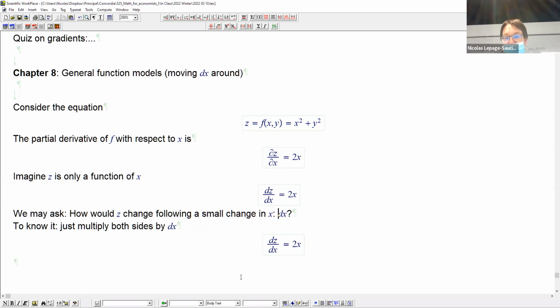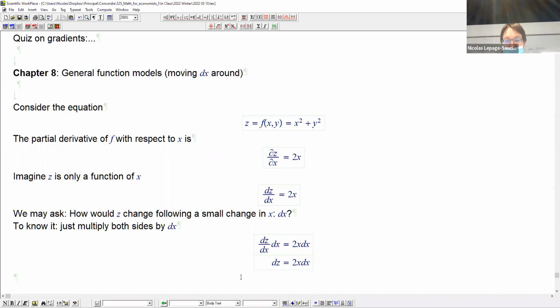Here dx is not zero, it's just a small number. I can do whatever I like with it. So let me just multiply by dx. What do I get? I get that these two cancel out. So dz will be equal to 2x dx. So what is dz? It's the change in z that happened after I have changed the value of x by some small amount. And what was 2x here? Well, it was my partial derivative.